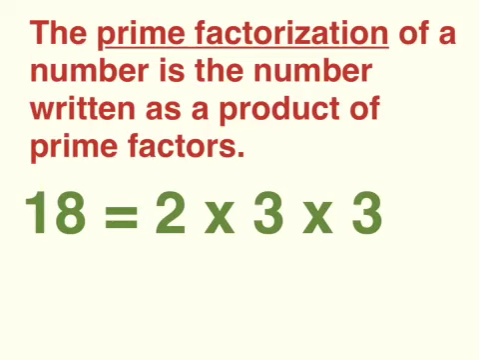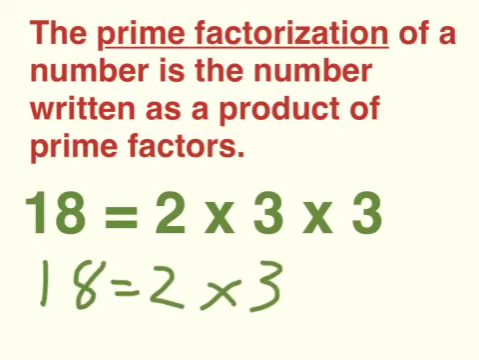Another way you might see this written sometimes would be 18 equals 2 times 3 squared, right? Instead of writing these 3 times 3, you could write it as 3 squared. So we're going to practice a few of these. I'm going to show you how we can find this out.